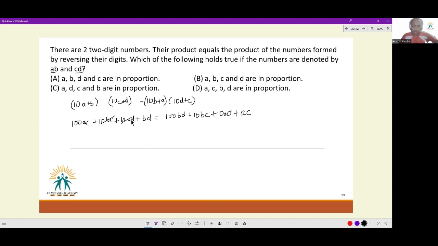Now 10 BC and 10 AD will get cancelled from the two sides, and we'll have 99 AC equal to 99 BD. 99 will also get cancelled. Now see, A by B is equal to B by C. This is the storyline, this is the representation, when A, B, D, and C are in proportion, which is what option A gives. Again, this is very theoretical in nature, but the processing is fairly straightforward.